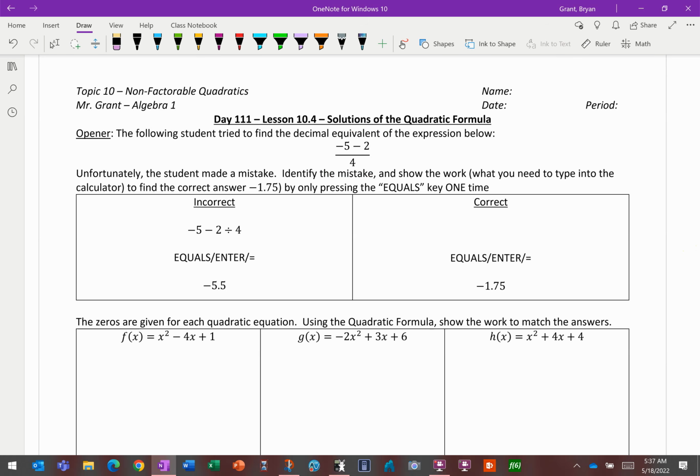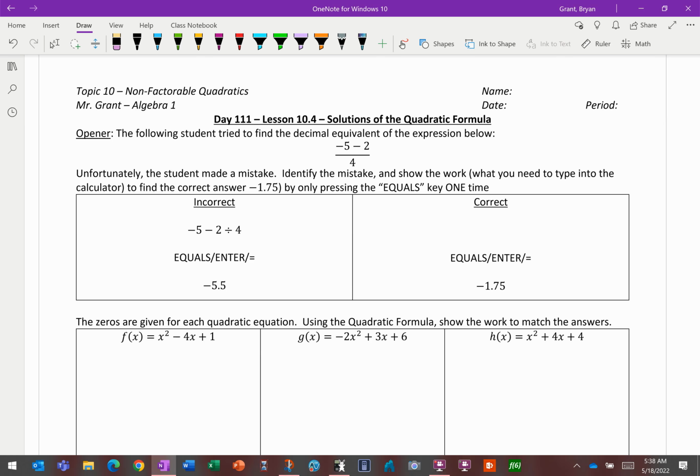And we're going to address a common mistake that students will make throughout today and that we're going to try to cut off at the beginning so you don't make this mistake. So we unfortunately had a student that already made a mistake. Your goal is to identify the mistake, so to figure out what's wrong, and show the work to find the correct answer. And as a bonus, we're going to try to find the correct answer on our calculator by just pressing enter or equals one time.